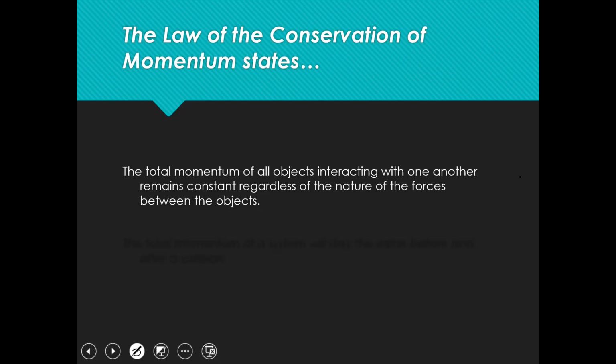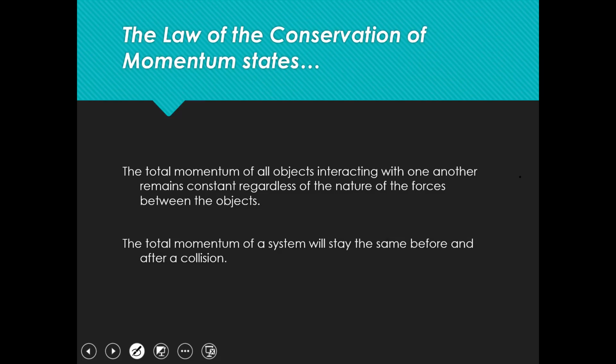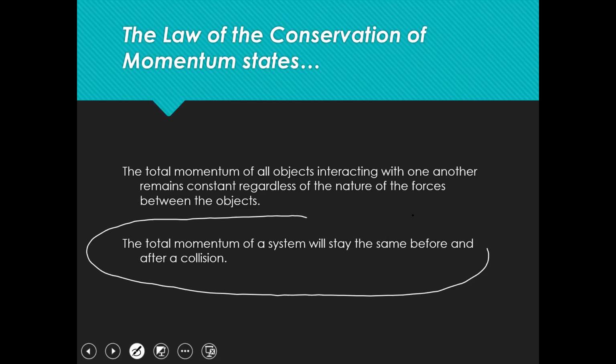The total momentum of all objects interacting with one another remains constant. So here, or in other words, the total momentum of a system will stay the same before and after a collision. So this is a very important one, that the total momentum before equals the total momentum after a collision.